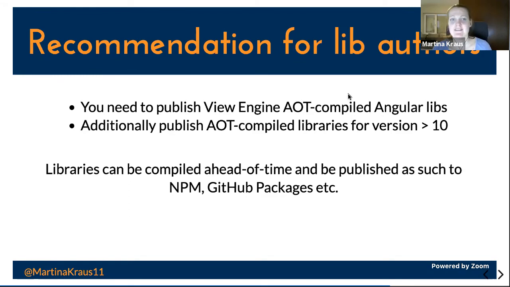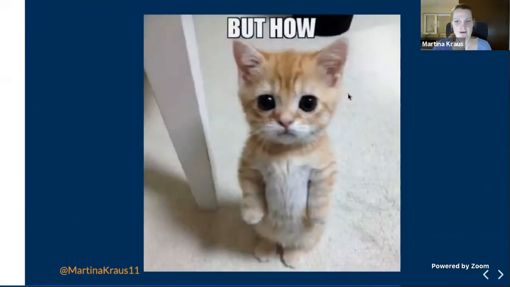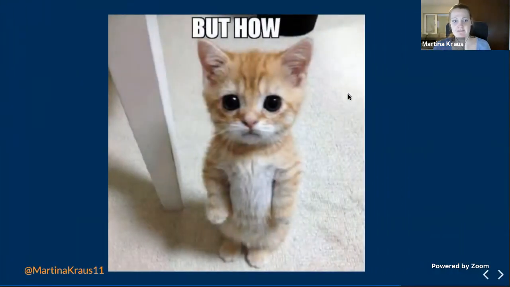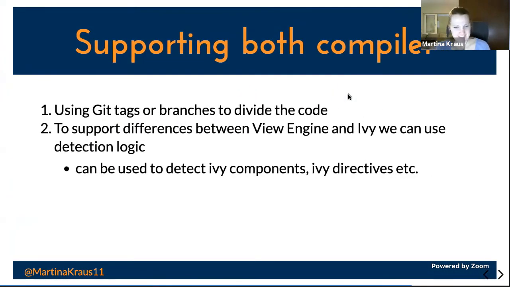So you need to compile your library with View Engine, compile it with Ivy, and then publish it under different names and differently on GitHub. Okay, but how? Should I really clone my code and write it once Ivy compatible and once View Engine compatible? There are different ways.